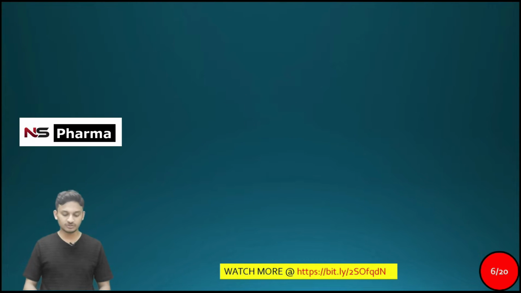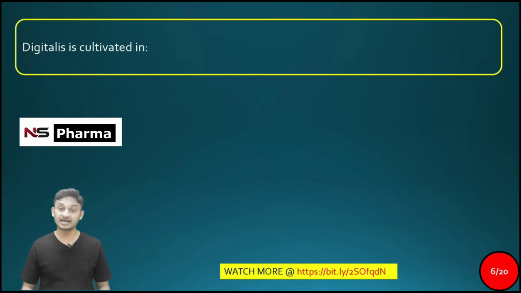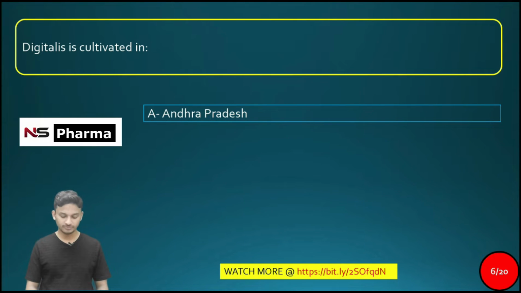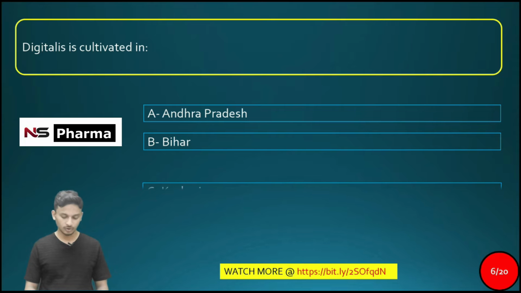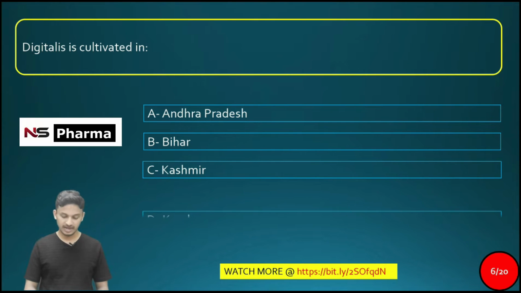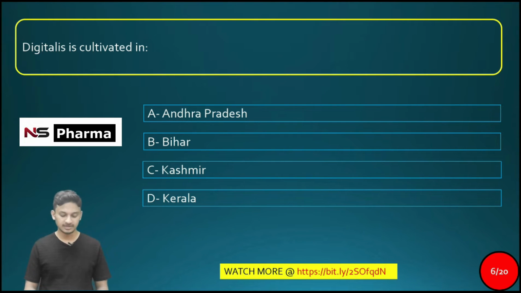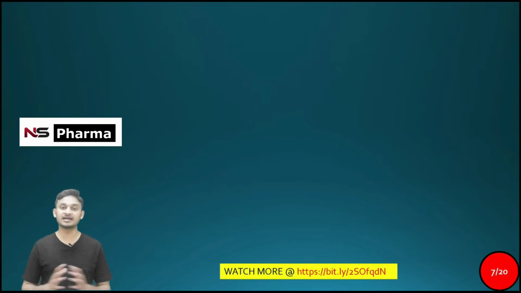So we will move to the next question. Question number 6. The question is: Digitalis is cultivated in. Options are option A, Andhra Pradesh, option B, Bihar, option C, Kashmir, and the last option, Kerala. The correct answer here is option C, Kashmir. Digitalis is cultivated in Kashmir. Now we will move to question number 7.